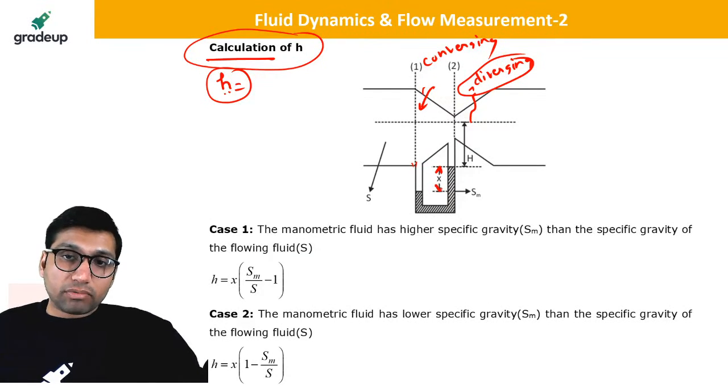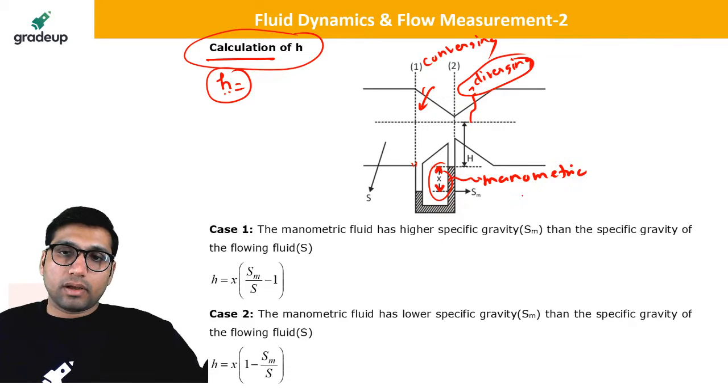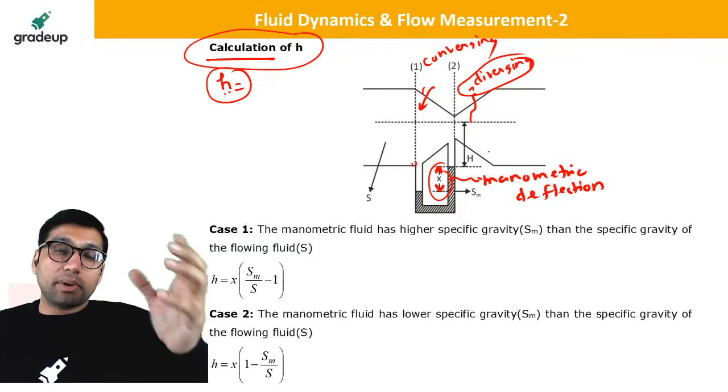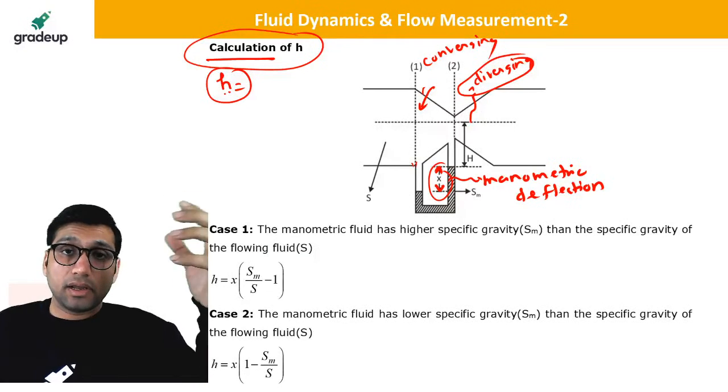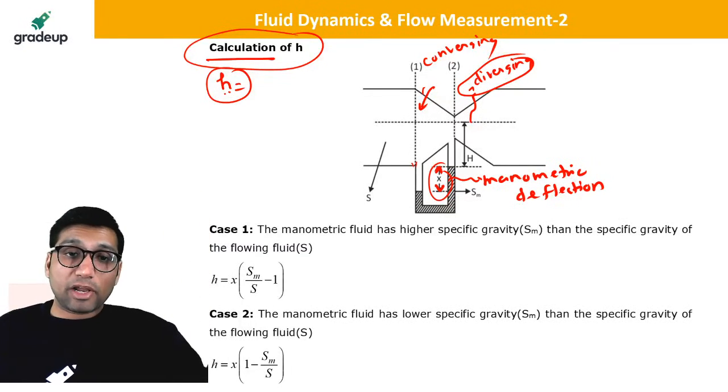That deflection of the pressure, or the manometric deflection, this is the manometric deflection. The manometric deflection can be measured due to the pressure difference. There will be some deflection in the level of the liquid inside the manometer, which can be measured with this formula.